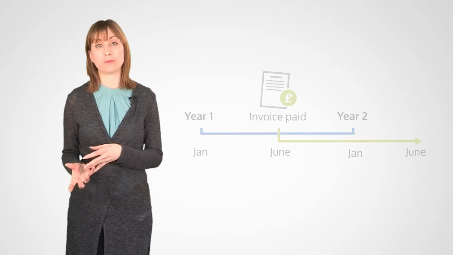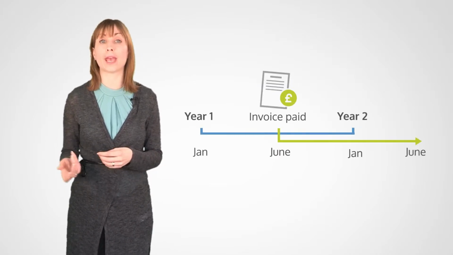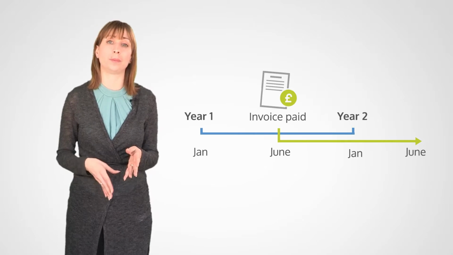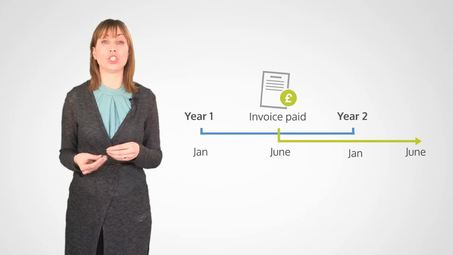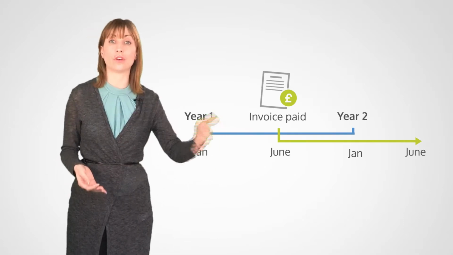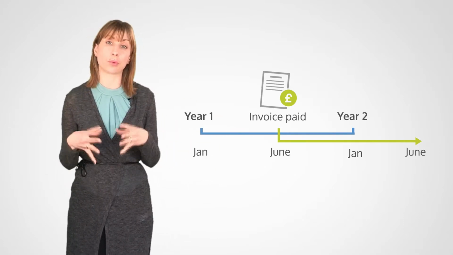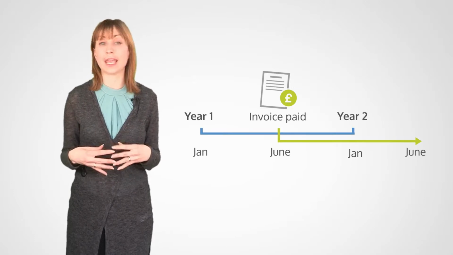You can have the same for income as well, so you can have prepaid income. So that could be when you've raised an invoice for something that's not actually happened yet and isn't going to happen until the following financial year. So that's prepaid. We've received it in advance of when we need it.